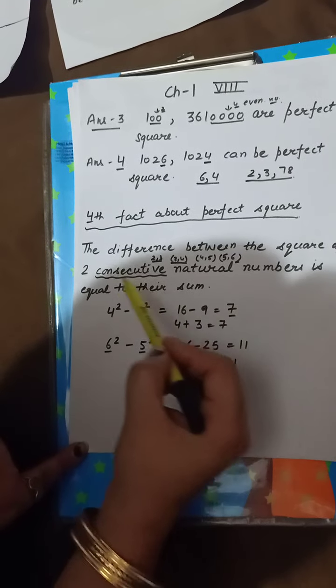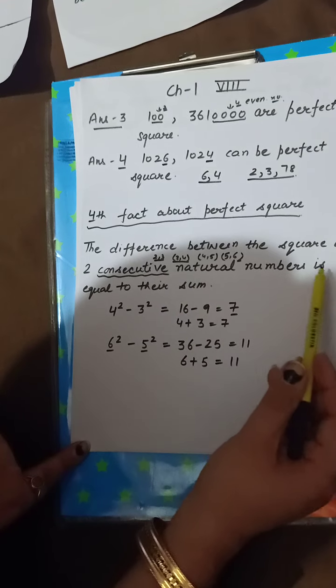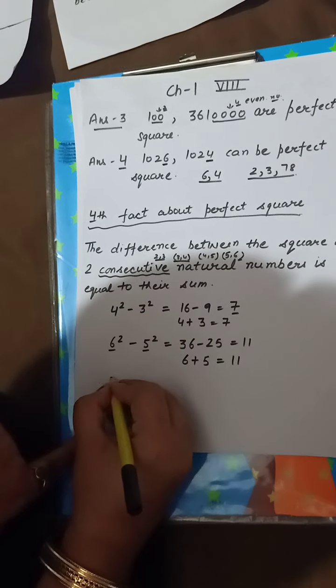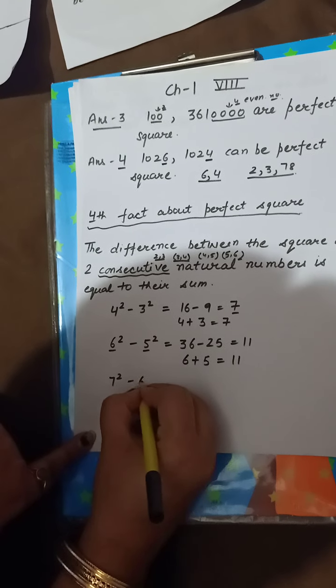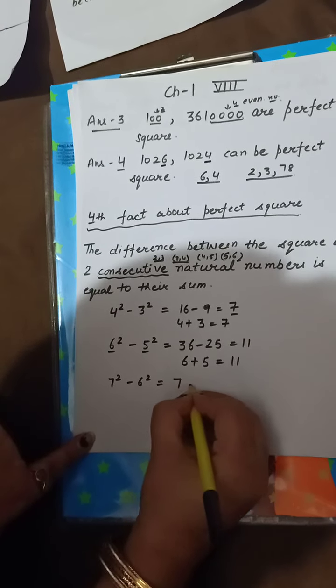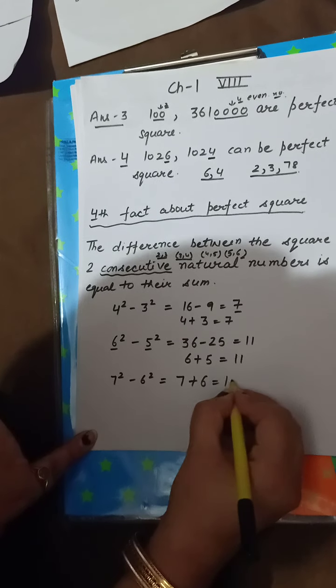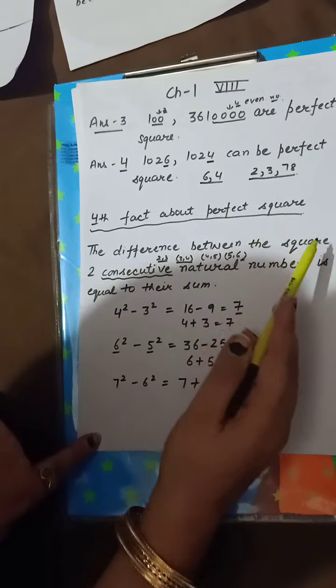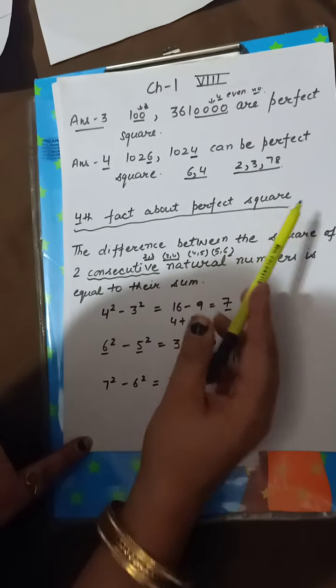The difference between the squares of two consecutive natural numbers is equal to their sum. For example, 7 square minus 6 square. So what is the answer? By shortcut method, 7 plus 6 is equal to 13. This is the answer. This is the fourth fact about perfect squares.